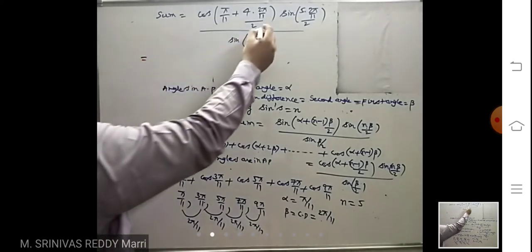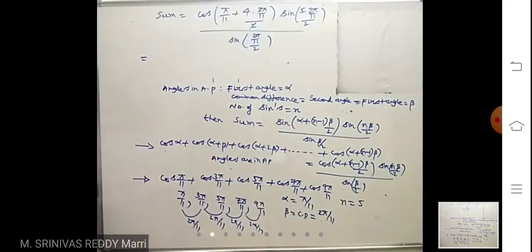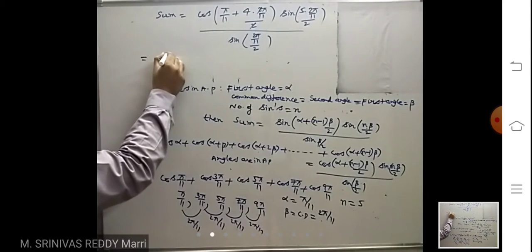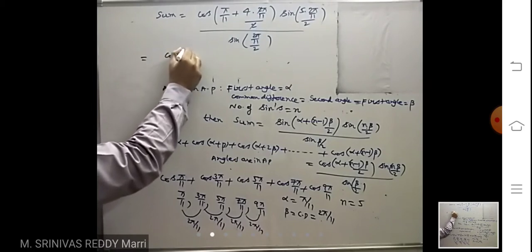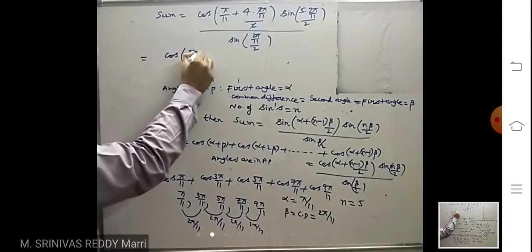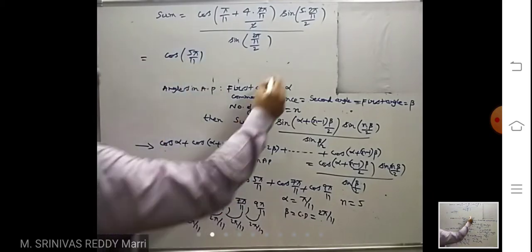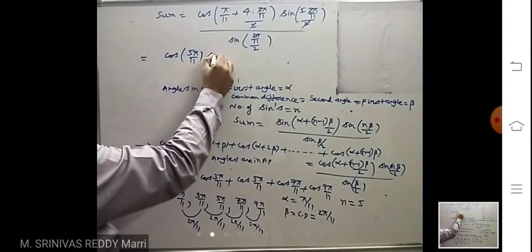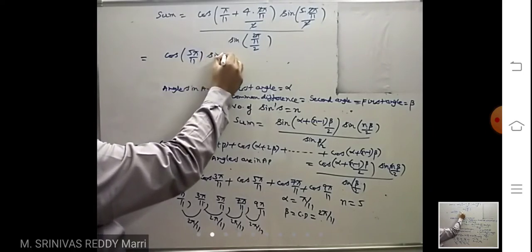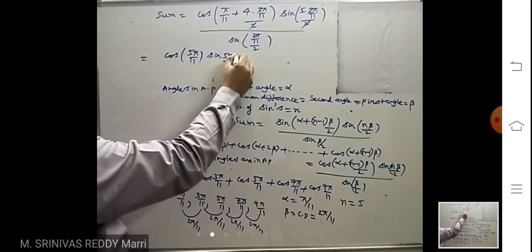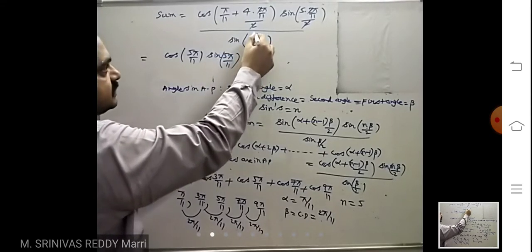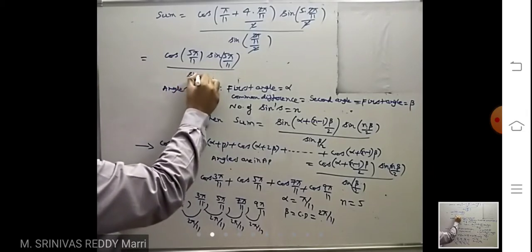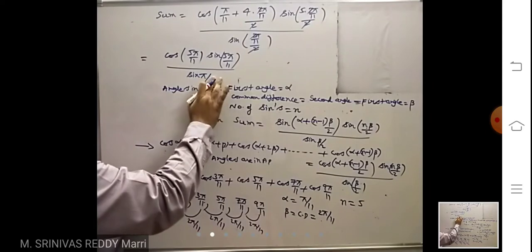So now if you look, 2 ones, 2 twos cancel, pi by 11 and this is 4 pi by 11. Look at pi by 11 plus 4 pi by 11. You will get 5 pi by 11. So the 2 cancels. Sine pi by 11, sine 5 pi by 11, so this 2 will get cancelled, divided by sine pi by 11.